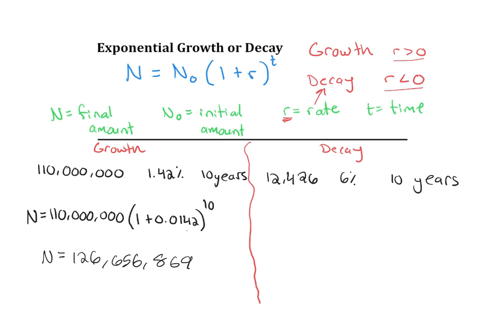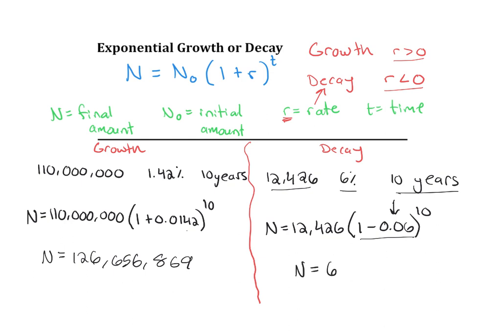And then another scenario for decay. So let's say a population is decreasing. It starts with 12,426. It's decreasing by 6% annually, and this is going on for 10 years. So I have my initial amount. This time my rate is negative, so 1 plus a negative is the same as just 1 minus. When you plug that in for 10 years, you will get about 6,690, I'm going to round up, 3 people.